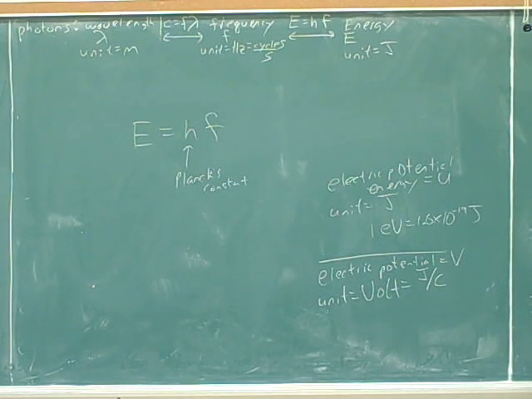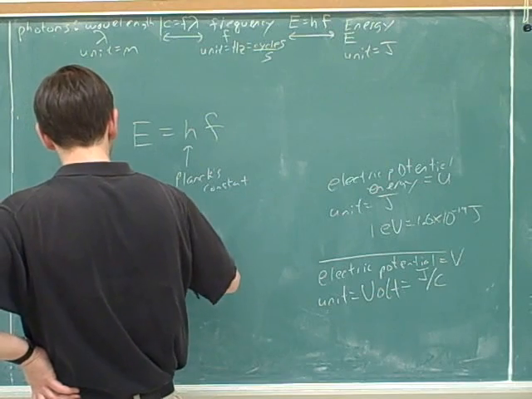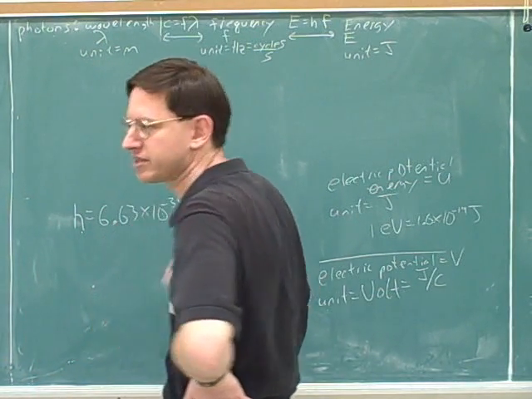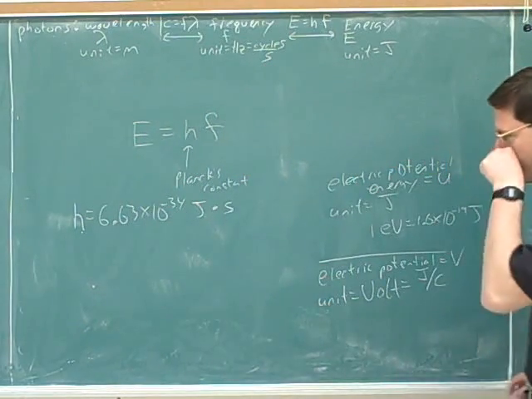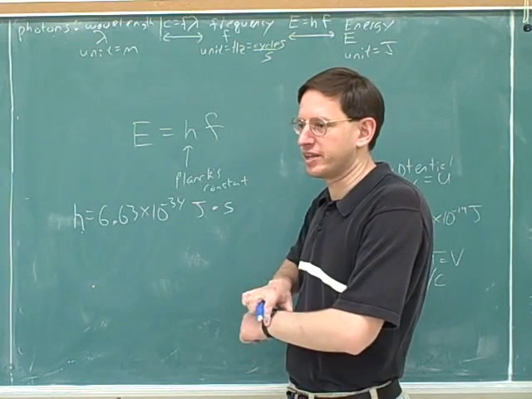6.63 joules per second. Good, except I think you might have mispronounced that. I think it's joules times seconds, not joules per second, right? Okay, normally we're not actually going to plug the units into the formulas here. We'll just plug in the number.